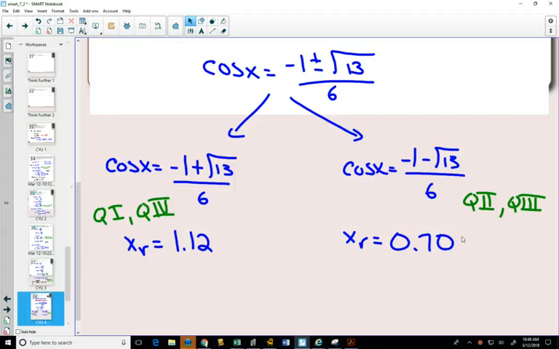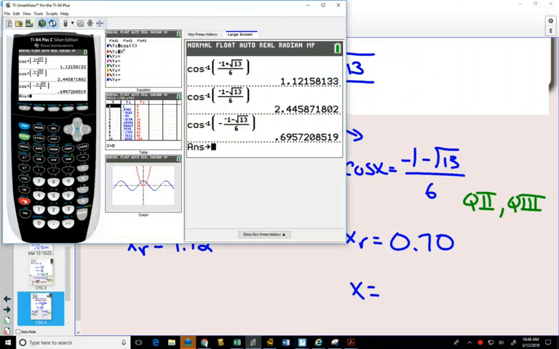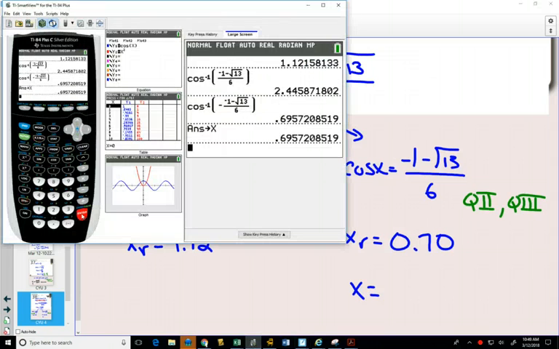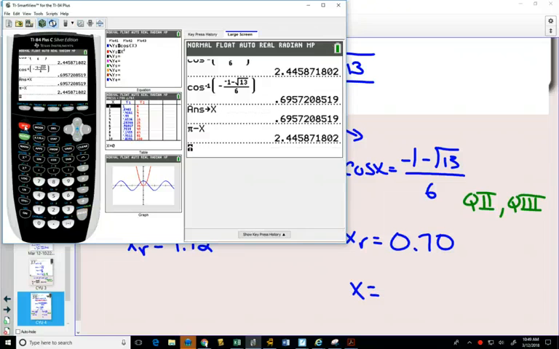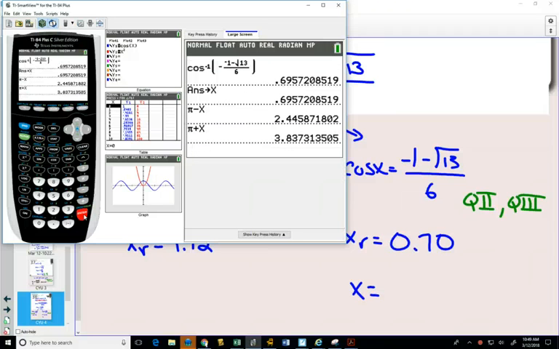is between 0 and pi over 2. So now to find my actual angle, I have to find an angle in quadrant 2. I'll go to my calculator. I'm going to store this answer as x. And so in quadrant 2, it would be pi minus my reference angle. And in quadrant 3, it'll be pi plus my reference angle. So 2.45 and 3.84.